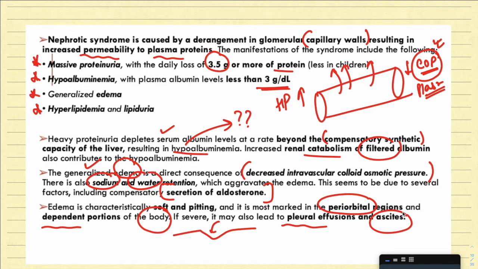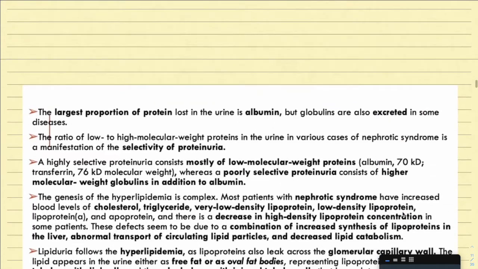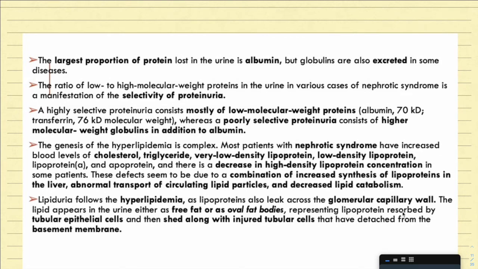And what is the cause of these components? We have also read about that. Now, one very important thing is that the largest proportion of protein which is lost in urine is albumin, but some amount of globulins are also excreted in some diseases. Now, can you tell me why albumin is the largest proportion of protein lost in nephrotic syndrome? Yes, what will be your reason? Smaller size. Yes, so it is actually the first protein to be lost in the urine. Always remember this point very importantly.